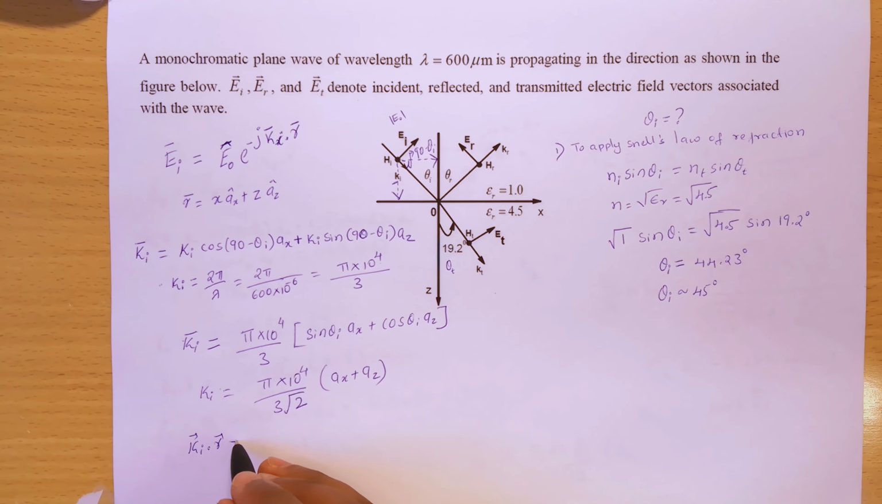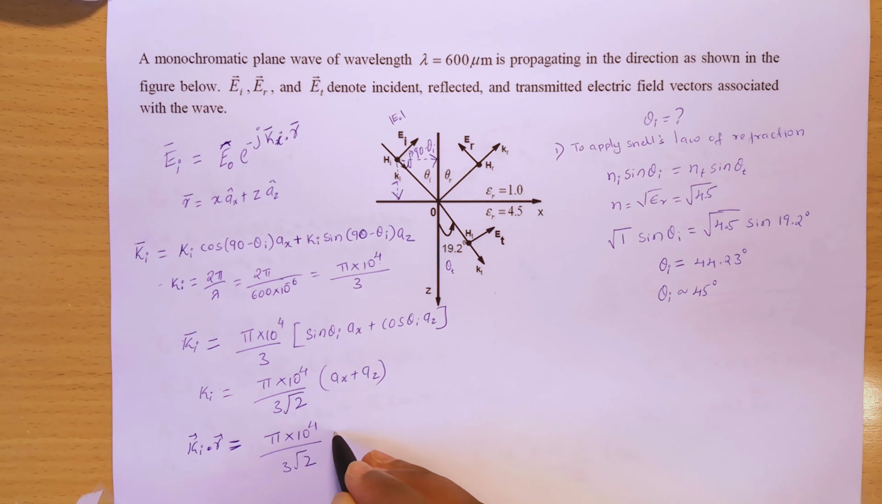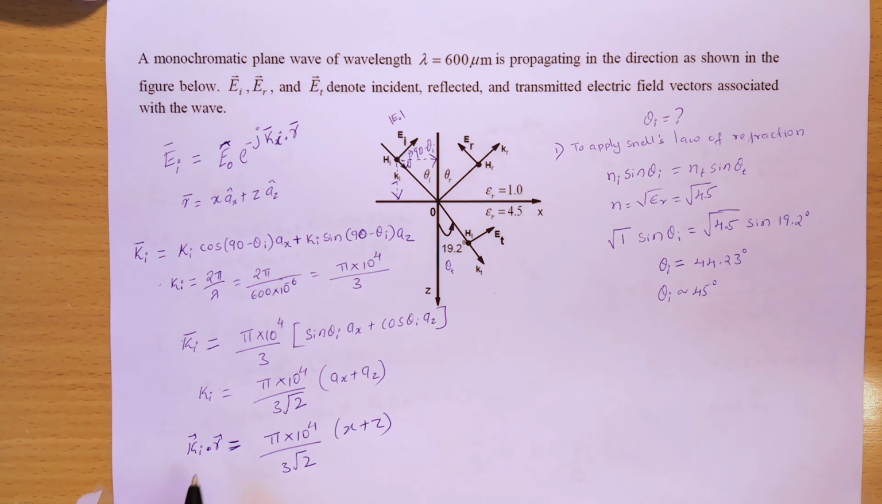Now to find Ki dot r, we take this expression from here and this expression here, and from this we can find the dot product of these two, which is pi into 10 raised to 4 by 3 root 2, times x plus z. So this is the phase of this electric field.